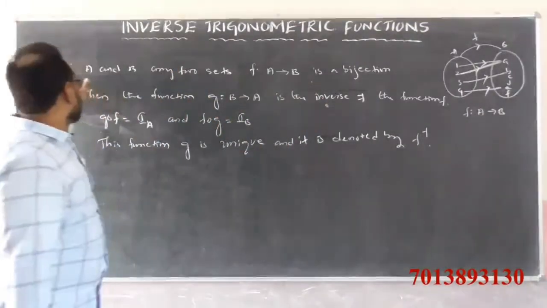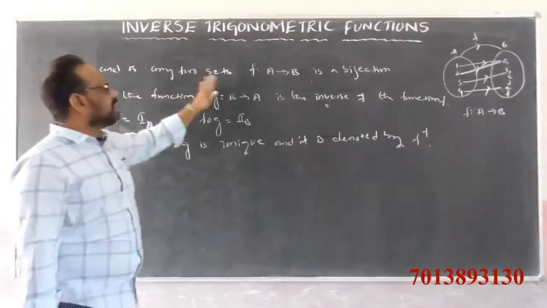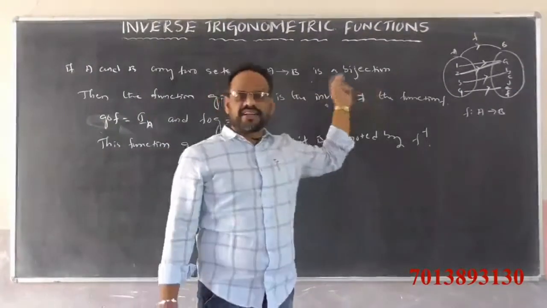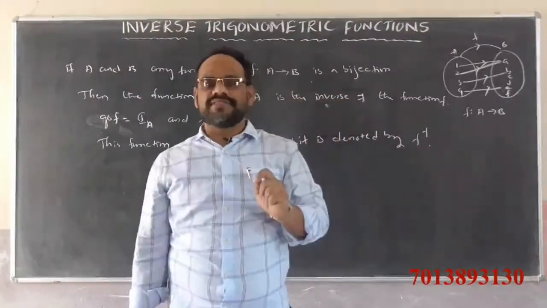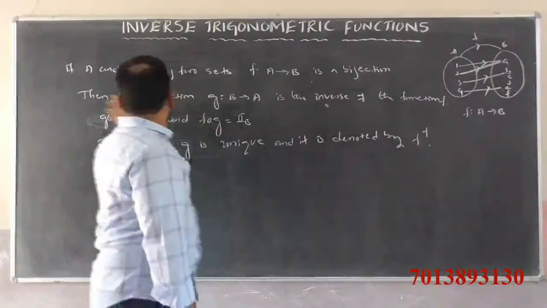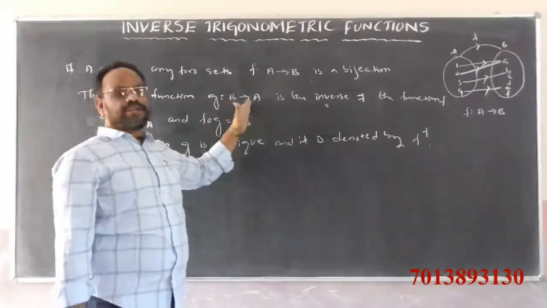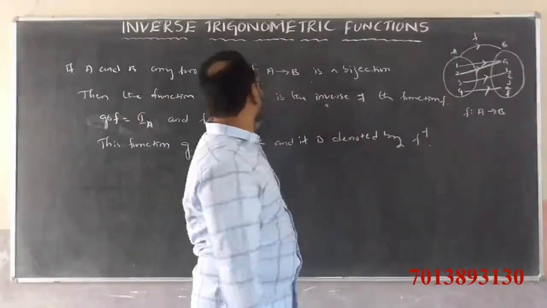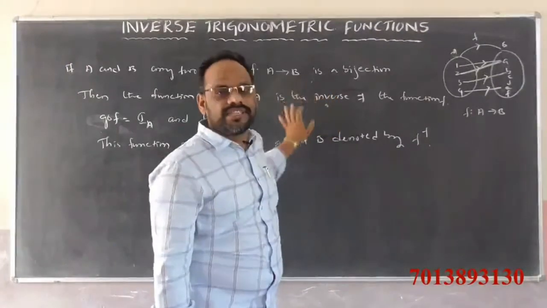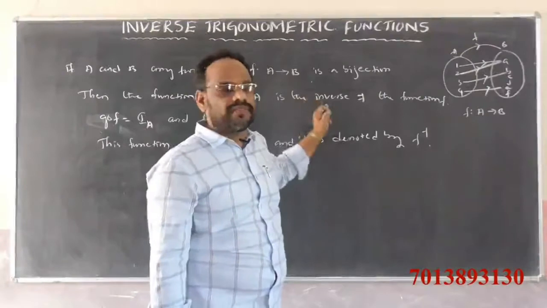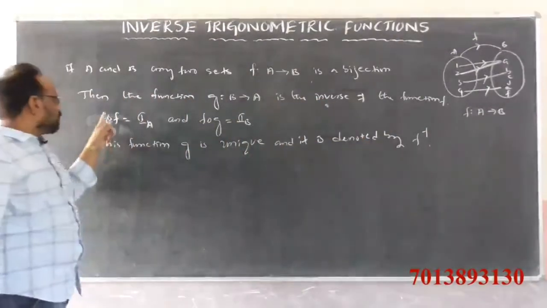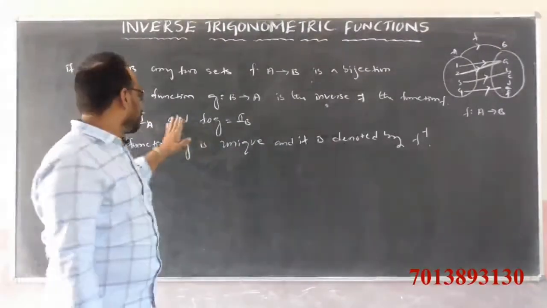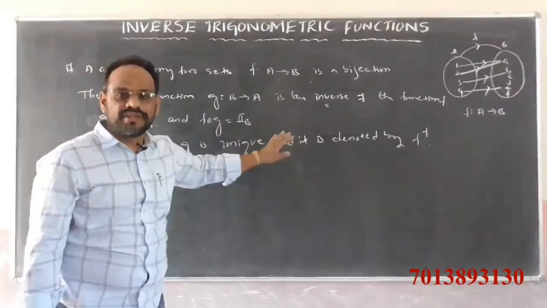So let A and B be any two sets, and F maps A to B is a bijection function. Then the function G maps B to A is called the inverse of the function F, such that it satisfies G circle F is equal to identity on A, and F circle G is equal to identity on B.